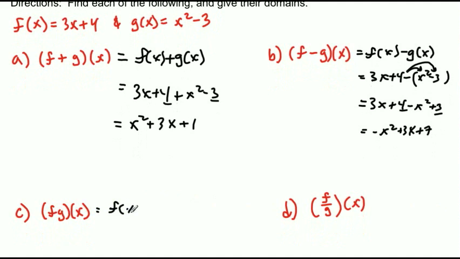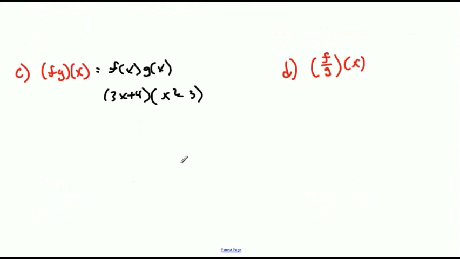So this means f of x times g of x. And so f of x is 3x plus 4. G of x is x squared minus 3. All right, so we'll have to expand this now. So we'll do FOIL, right? You know, the first, inner, outer, last. So 3x times x squared is a 3x cubed. 3x times negative 3 is a minus 9x. 4 times a positive x squared is a positive 4x squared. And 4 times negative 3 is negative 12.